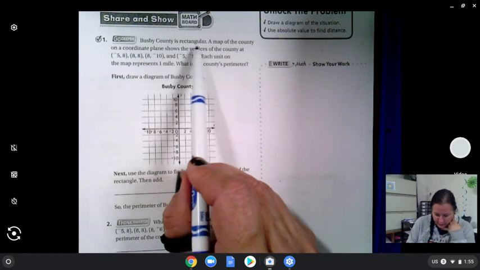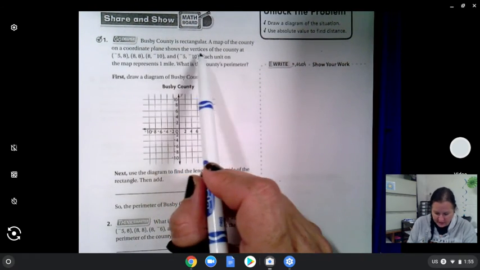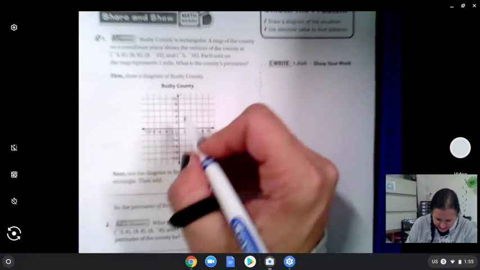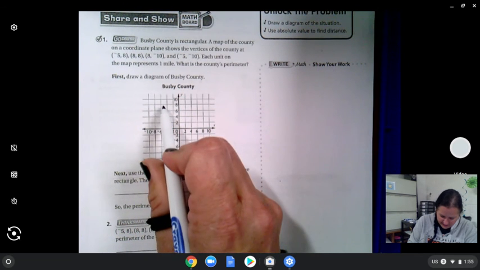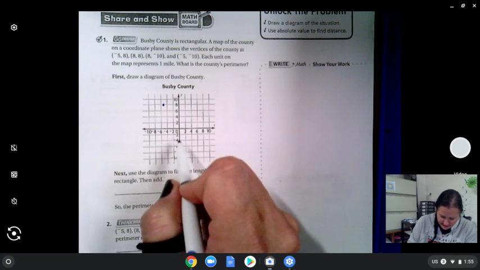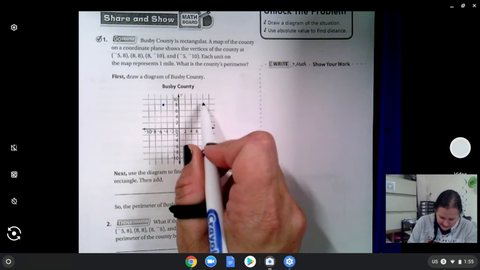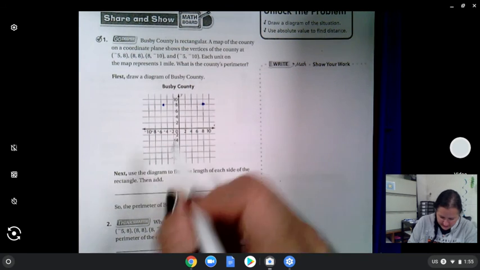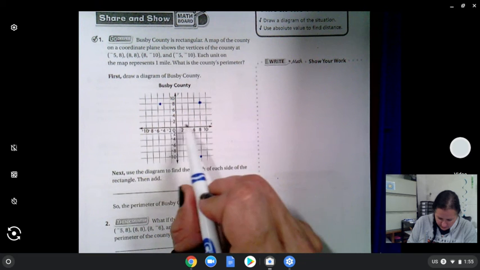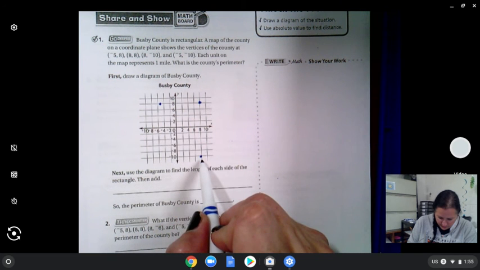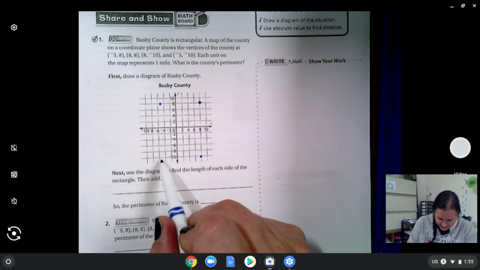Busby County is rectangular. A map of the county on a coordinate plane shows that the vertices of the county are at -5, 8. So I go -5 and then up to 8. And 8, 8. So I go over 8, up 8. 8, -10. First number always x goes over, y goes up or down. And then a -5, -10.